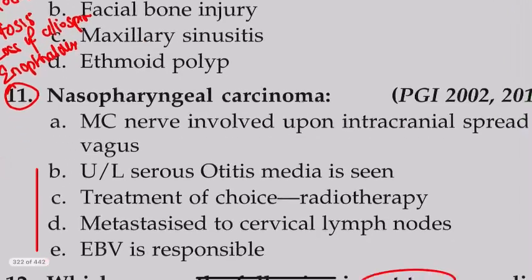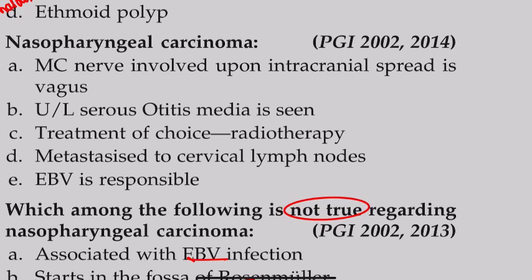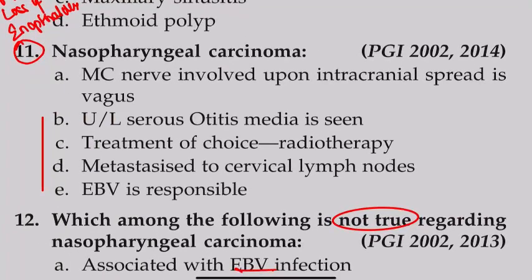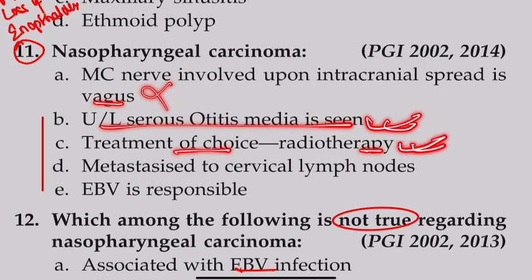Now, is the nerve most commonly involved upon intracranial spread of nasopharyngeal carcinoma the vagus, right? Now what is true about nasopharyngeal carcinoma? Most common nerve involved upon intracranial spread is vagus, that's not right. Unilateral serous otitis media is seen, that's right. Treatment of choice is radiotherapy, that is also right. Metastasis to cervical lymph node, that is also right. And EBV is responsible, we know the most common cause is EBV.